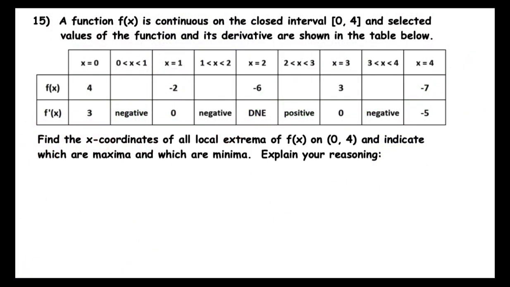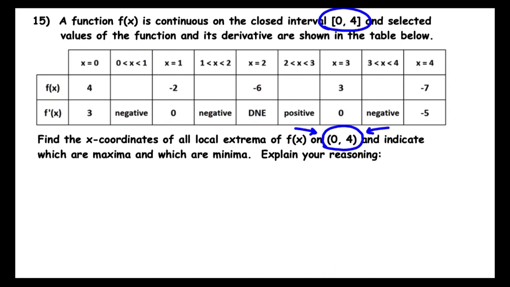Number 15 is also patterned after a common style of FRQ. It says a function f of x is continuous on the closed interval 0 to 4, and you've got some selected values in the table. Find the x-coordinates of all local extrema of f of x on 0 to 4. Notice they're cutting us a break because the 0 and the 4 in their directions are curled, even though they're not up here. Since they're curled down here, I don't have to consider endpoints. That's awesome. So I just have to find the maxes and the mins that are in the middle.